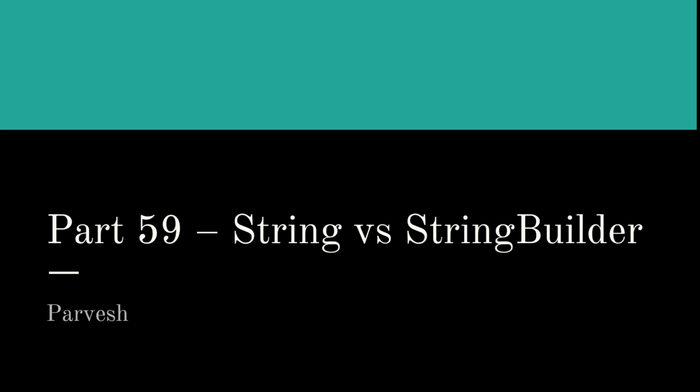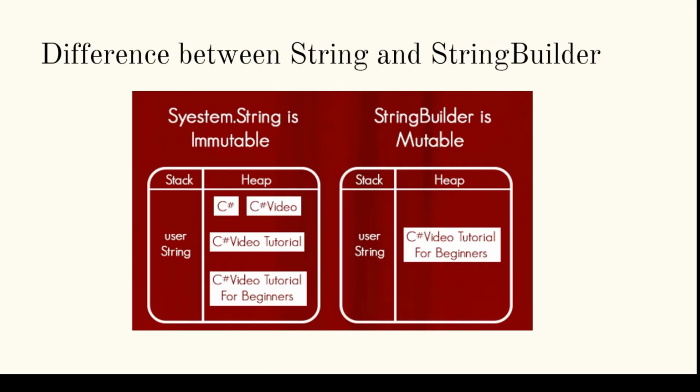In this video, we will understand the difference between string and string builder. This is one of the very frequently asked interview questions, and in this video, we will understand the difference between string and string builder in detail. Basically, string in C# is immutable, whereas string builder is mutable. When we say something is immutable, it means that thing cannot be changed.